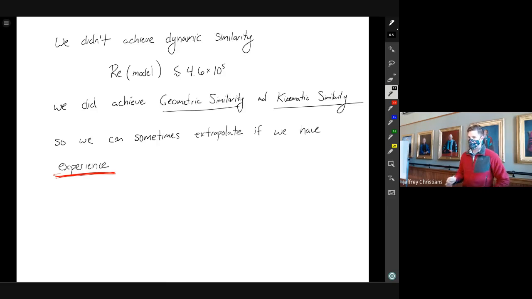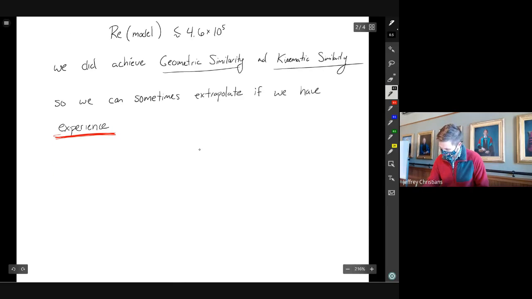So we can estimate, in this case, we estimate C drag is about constant with Reynolds number greater than 3 times 10 to the 5.